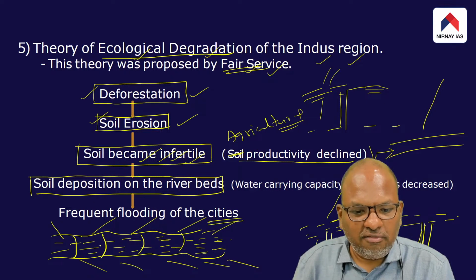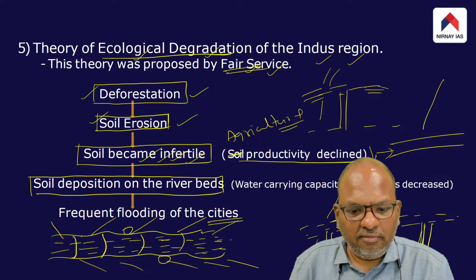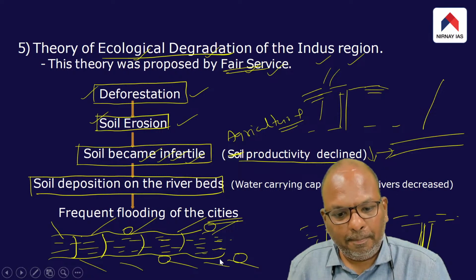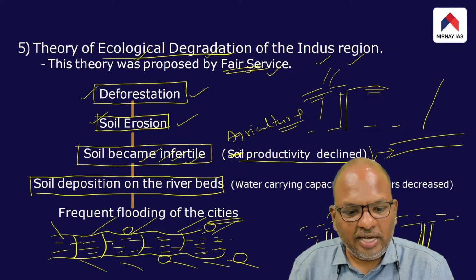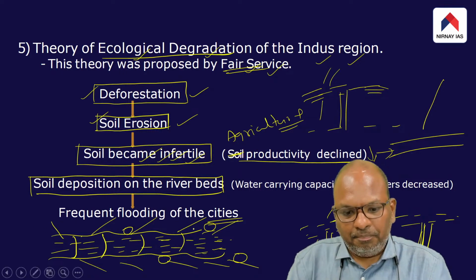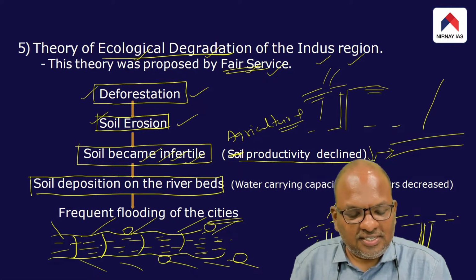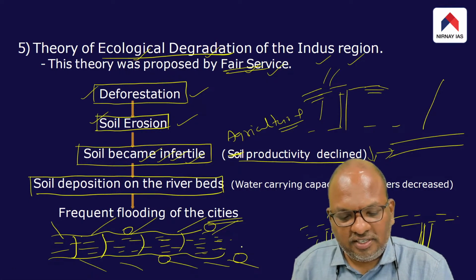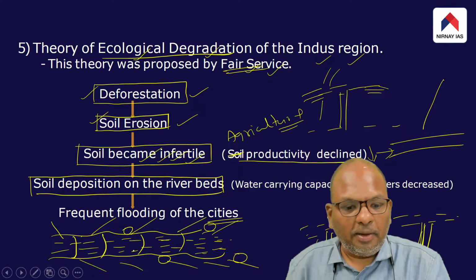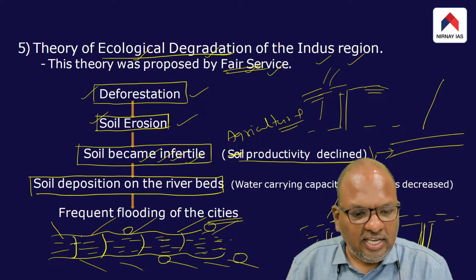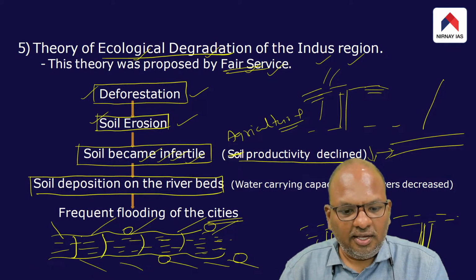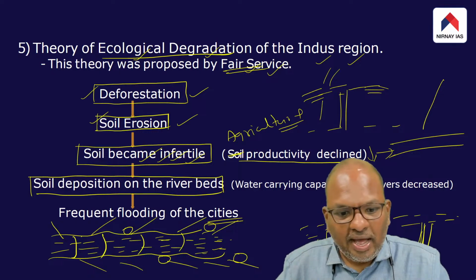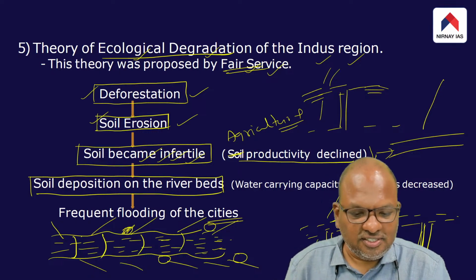So basically, this is a river, and on the banks of the river, Indus cities were located. Because of soil erosion, the eroded soil begins to get deposited on the riverbeds, and as a result, the water carrying capacity of the rivers declined. Particularly during monsoon months, the water in the river began to overflow, breach its banks and enter the cities.